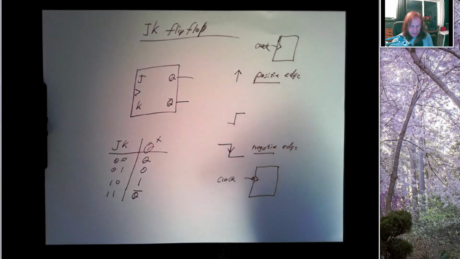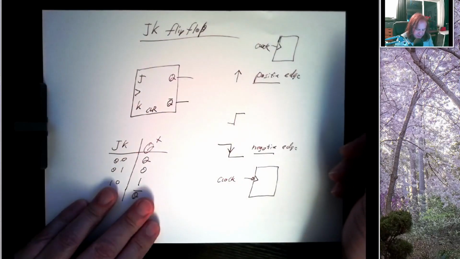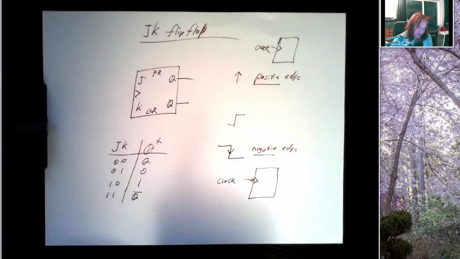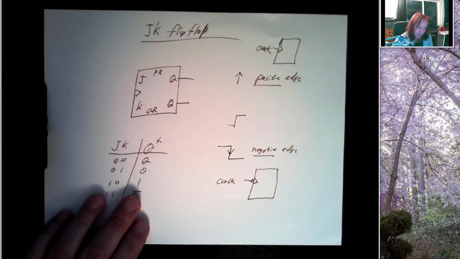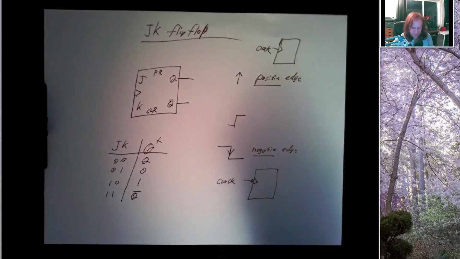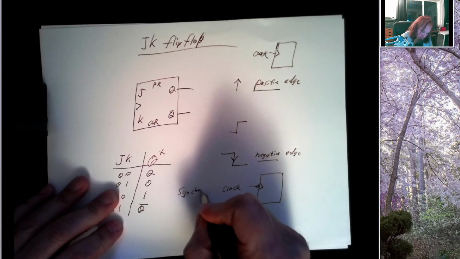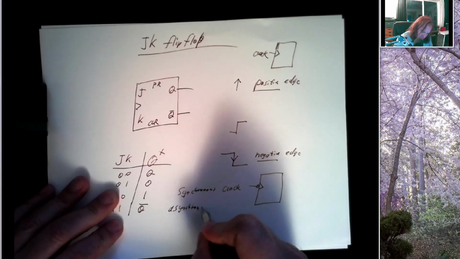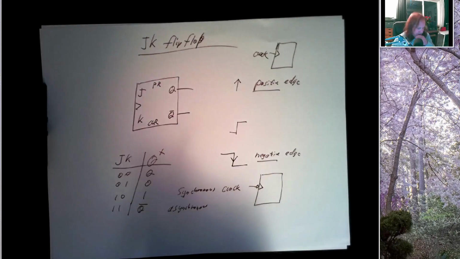All right, additionally, you can find other inputs on here. For example, some of these devices will have a clear input, and some will have a preset input. The idea of the clear input is to force the output to 0, and the preset is to force the output to a 1. And these may be synchronous, or they may be asynchronous. A synchronous input means it only does something when the clock ticks.